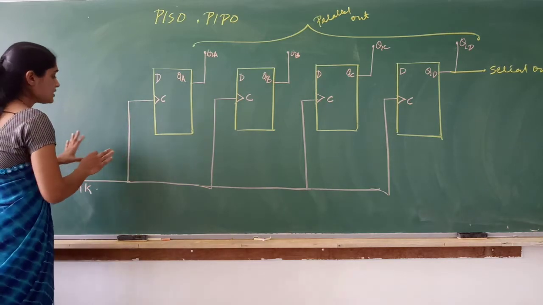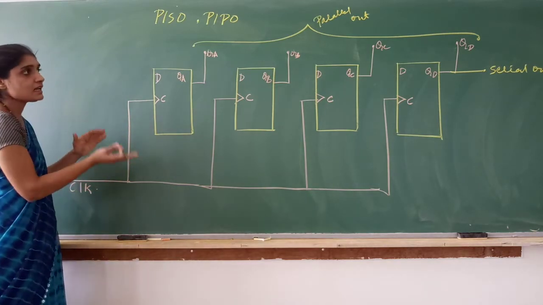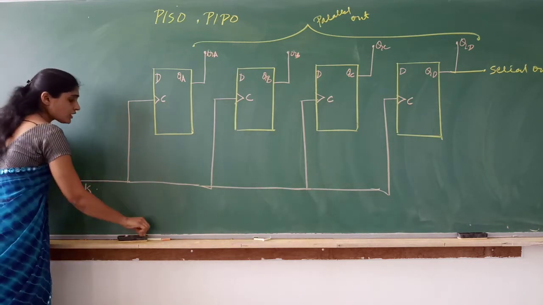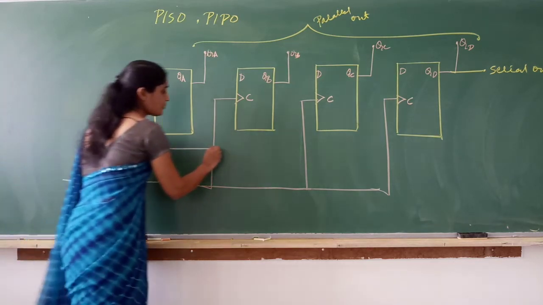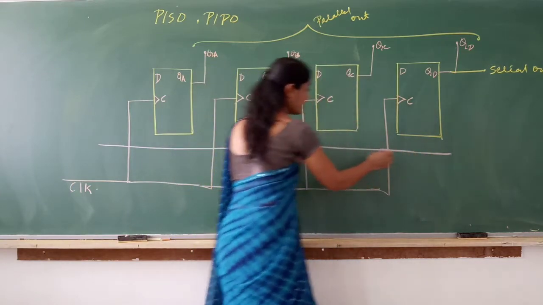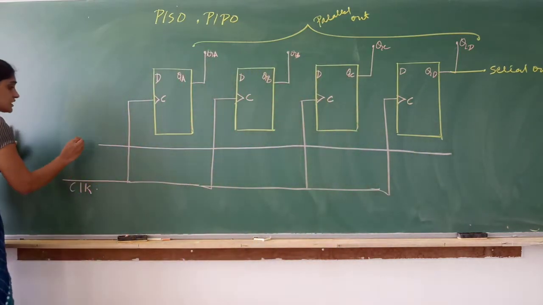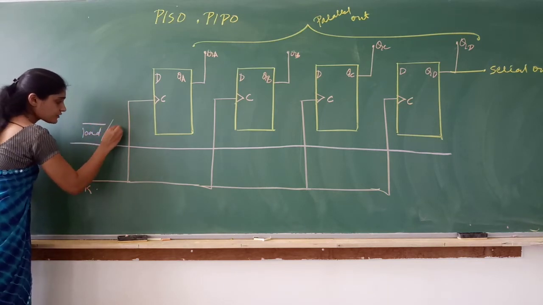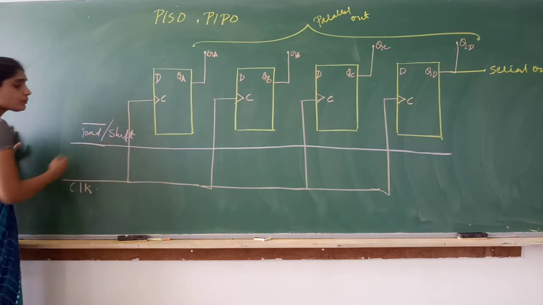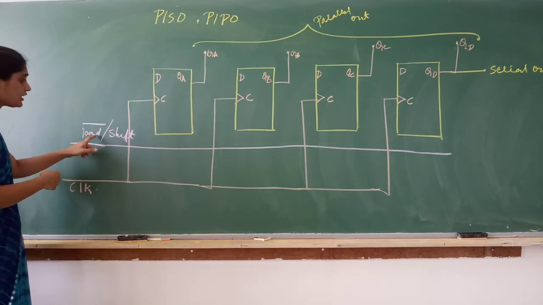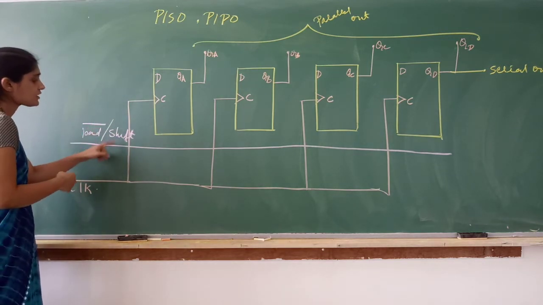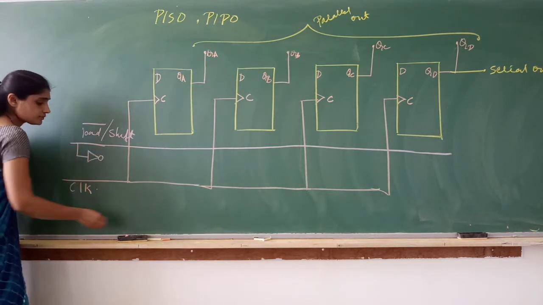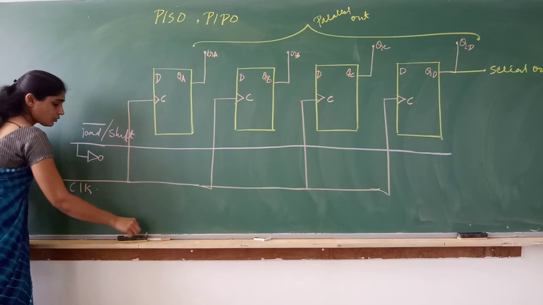It is very simple. So to perform both parallel in, serial out, and parallel in, parallel out in this, what I will take is 2 more lines. One I am just taking as one more line, that is load bar or shift. I call this load bar or shift. You will get to know why I am calling this load bar or shift. The same line through a NOT gate I will connect.